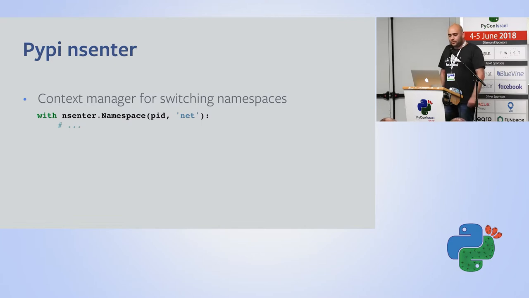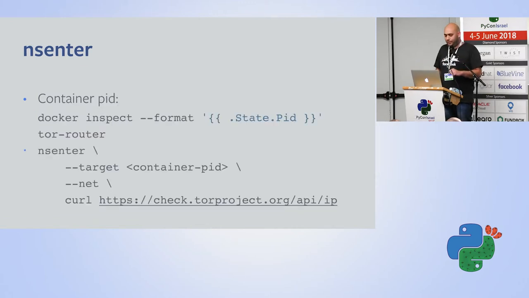So, how can we do this in Python? There's a PyPI package called nsenter that lets you do that same thing in Python. If you look at their GitHub, what you'll see is they just switch the network namespace. Again, it takes an existing namespace from a PID, just like the nsenter from the previous slide. And their example shows you how they're launching a new process inside that context manager. So basically, like we're running curl over here, that's what they're doing in their example.